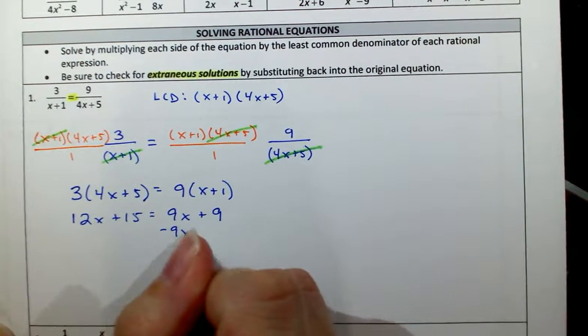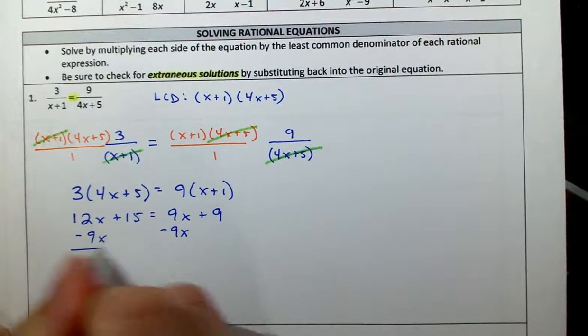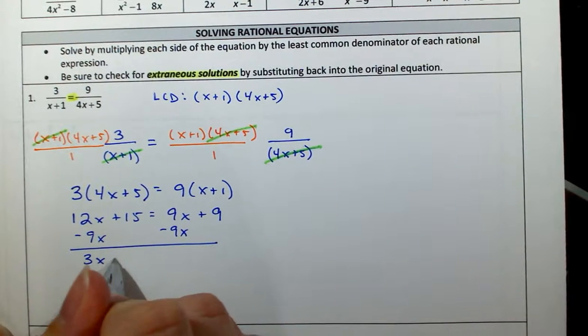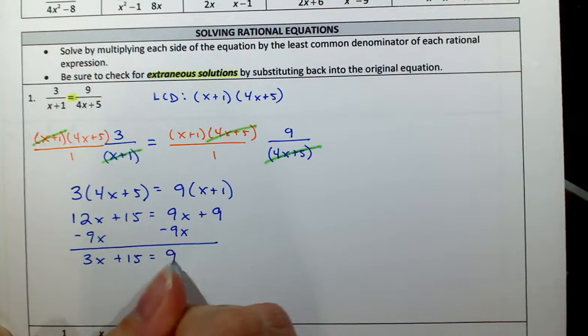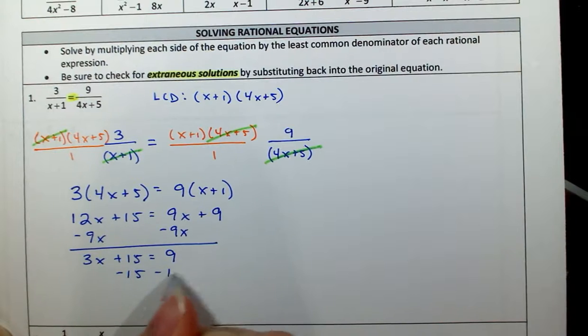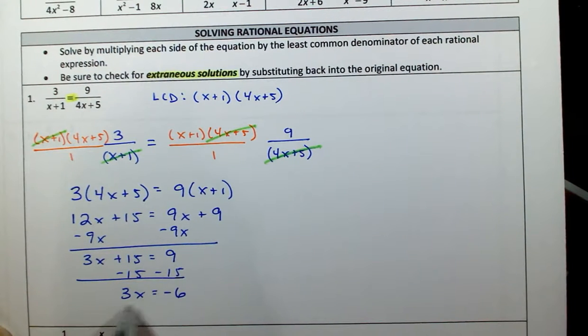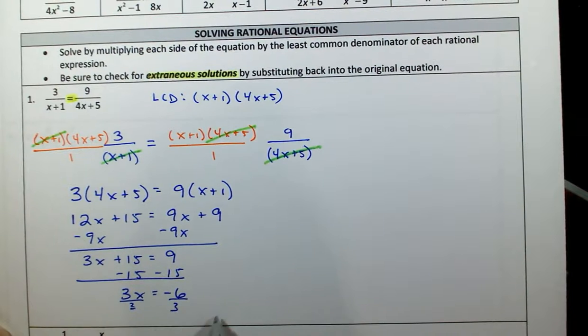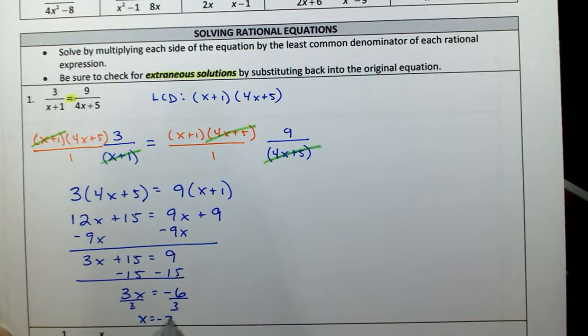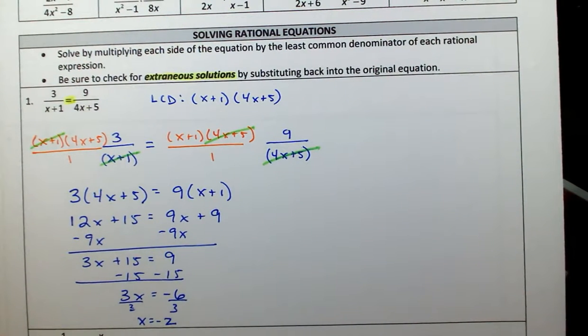I'm going to subtract the 9x over to get those like terms together. That gives me 3x plus 15 equals 9. Subtract 15, so 3x equals negative 6. Divide by 3, and we end up with x equals negative 2. Now, before we get too excited, we actually need to go back and check it. That's very, very important.